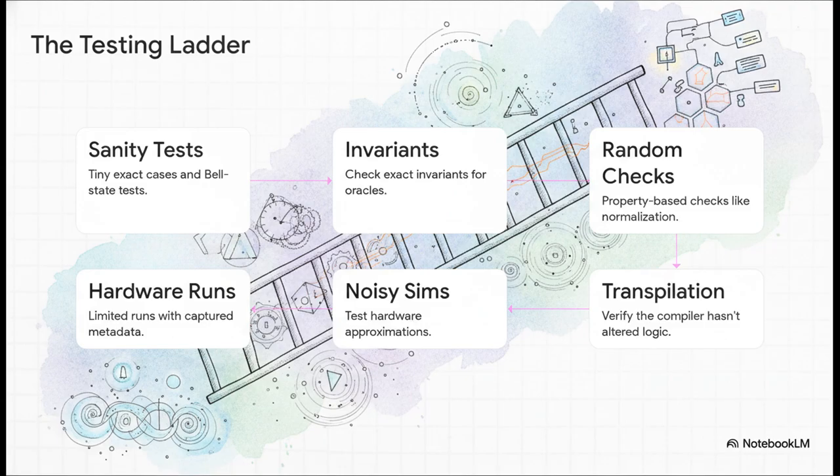Step 3. Introduce randomized or property-based checks, like verifying normalization. Step 4, and this is absolutely crucial, run transpilation equivalence checks. You have to verify that the compiler hasn't quietly altered your core logic when mapping to a specific hardware topology. Step 5. Execute noisy simulations to test how your program handles hardware approximations and statistical behavior. And finally, Step 6. Perform limited hardware runs, making sure you capture comprehensive metadata and statistical error bars.